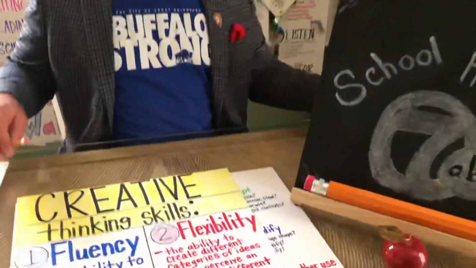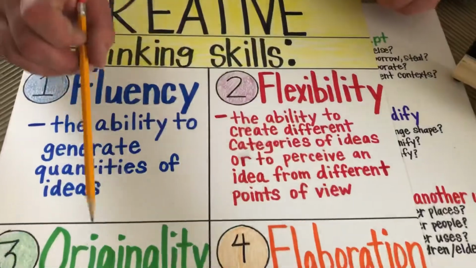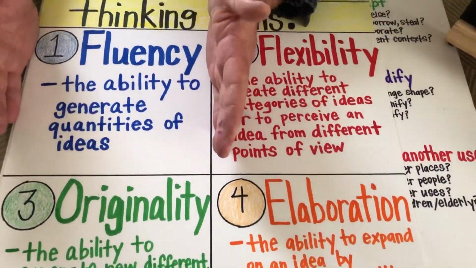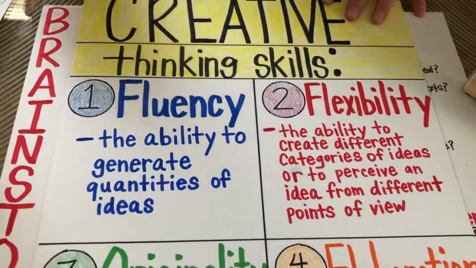Let's get started by reviewing the 4 creative thinking skills we introduced yesterday. They were fluency, flexibility, originality, and elaboration. But today we'll focus solely on fluency, or the ability to generate quantities of ideas. And there's no better way to do that than to brainstorm.